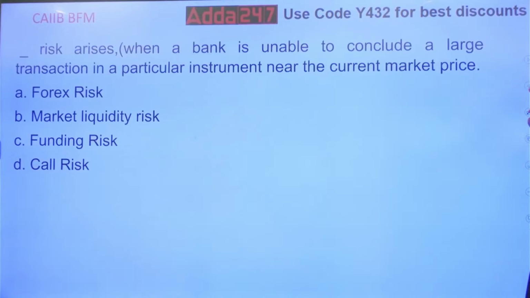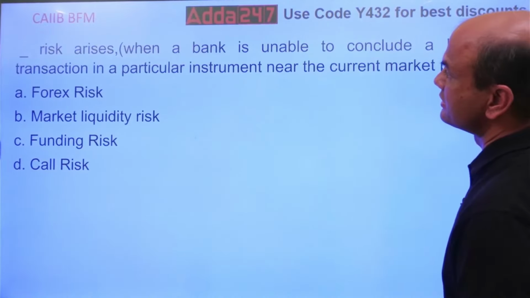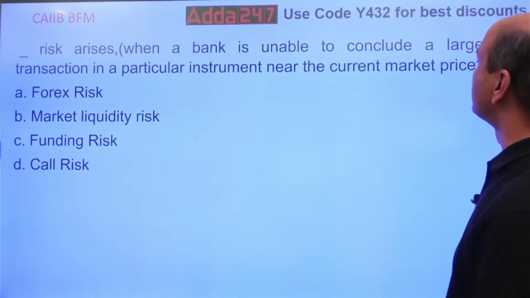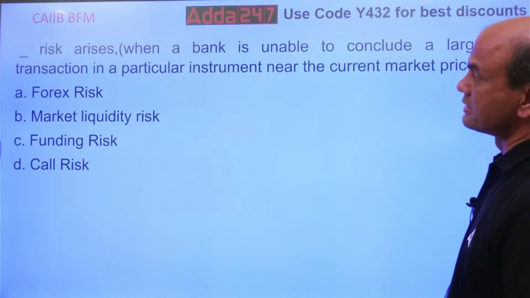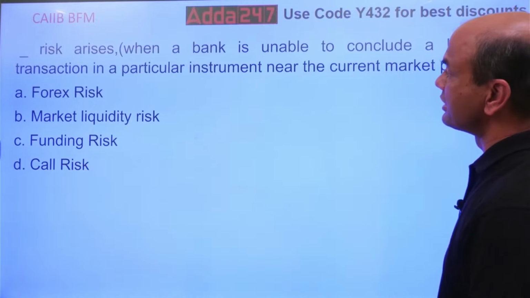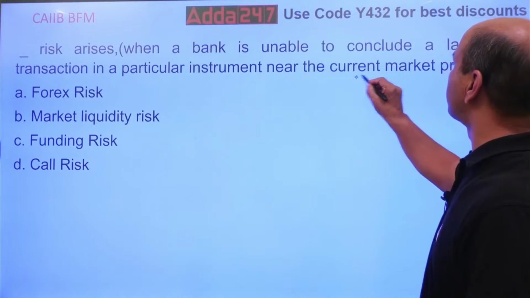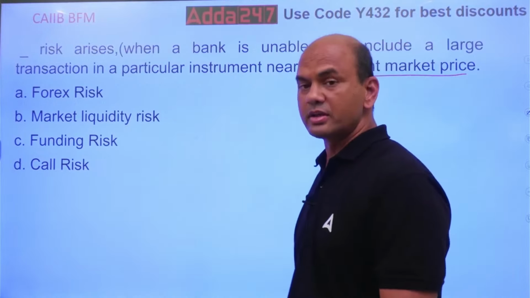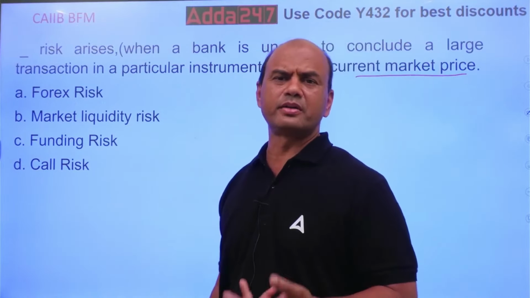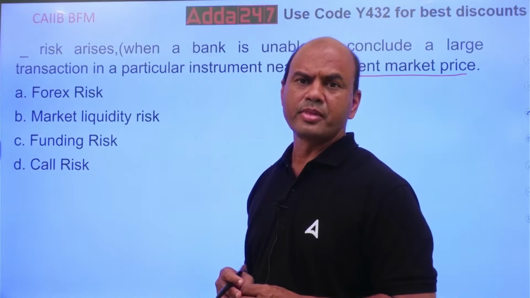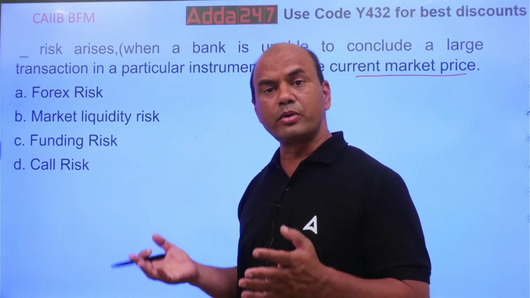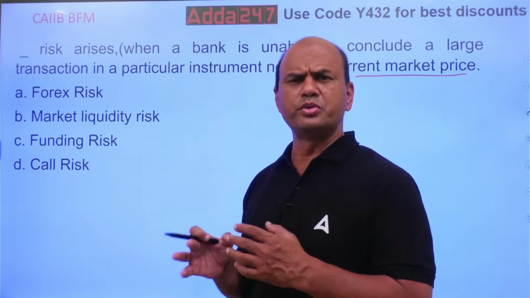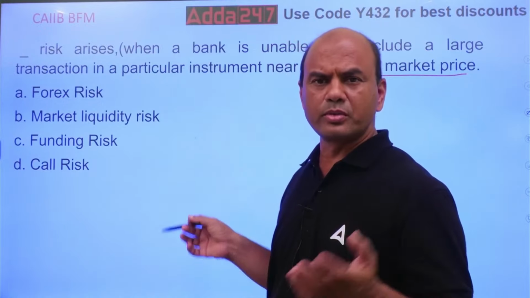Dash risk arises when the bank is unable to conclude a large transaction in a particular instrument near the current market price. A large transaction in a particular instrument means what? What do you mean by this particular instrument? Suppose I have to buy some bonds, huge bonds, 1000 crore bonds I want to buy.